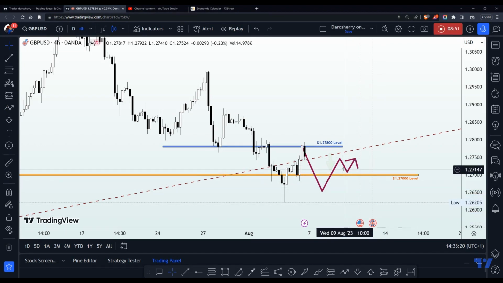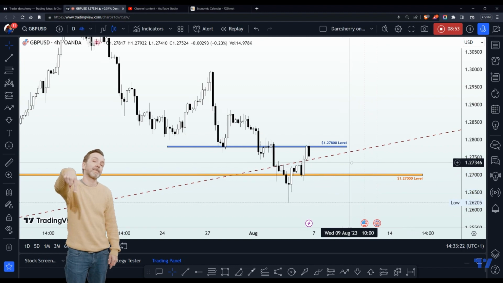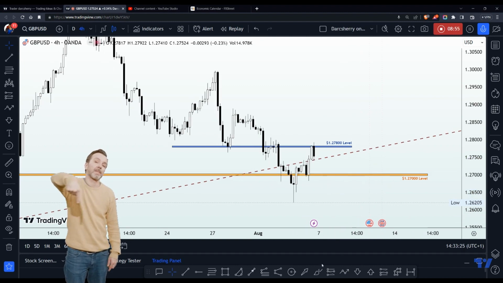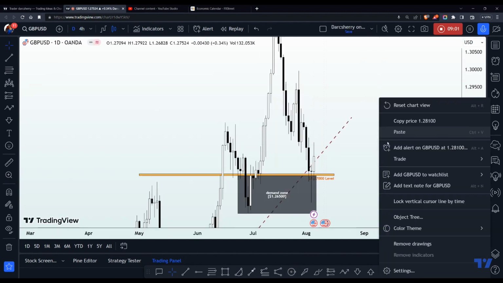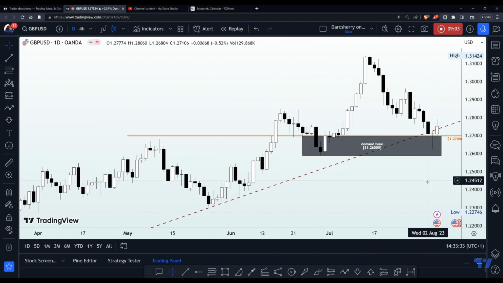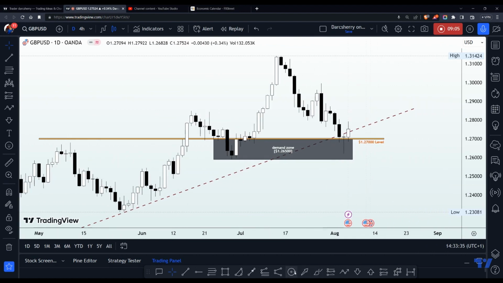But trust me, I will be with you in the comment section during the early hours of the week to give you an insight of what I think will happen after monitoring how participants in this market will be reacting to this current structure around this area.